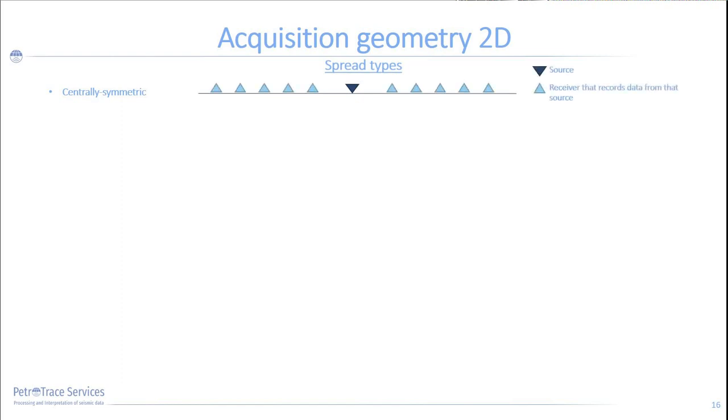Geometry. First, let's observe what different types of spread look like. The most commonly used is a centrally symmetrical spread. The source is located in the center, and in both directions from it receivers record information. The number of channels that simultaneously record information from a given source varies. Typical values for 2D are 24, 48, and 96.